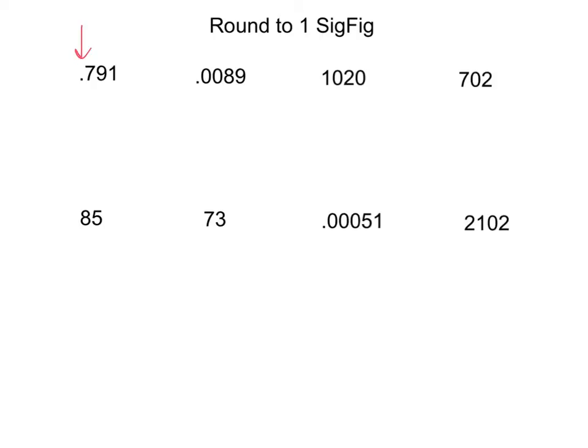But whenever you're rounding, you always have to ask what's the number next to the number that I'm rounding to. Well, the number next to it is a 9, which means I have to round this 7 up, and I'm going to make it a 0.8, because I'm only allowed 1 significant digit. Pause the tutorial and see if you can do that.